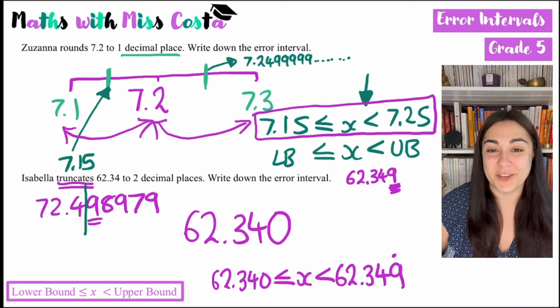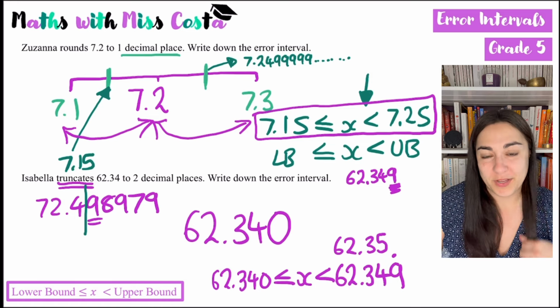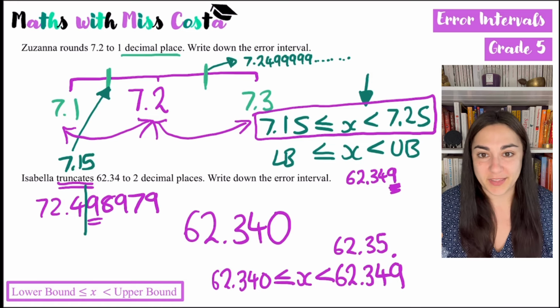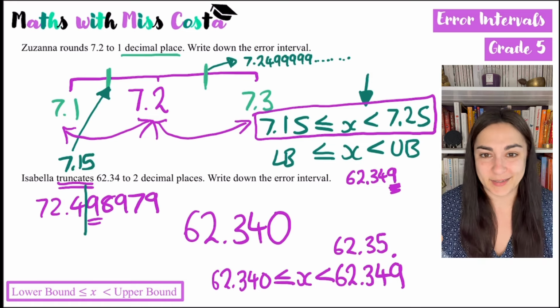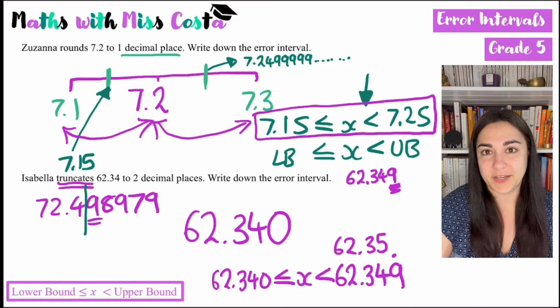Technically, in truncating, they probably want you to write 62.35. But if you put a little recurring sign on top, you signify that you understand what it means and you're technically more correct. So whichever feels more comfortable for you.